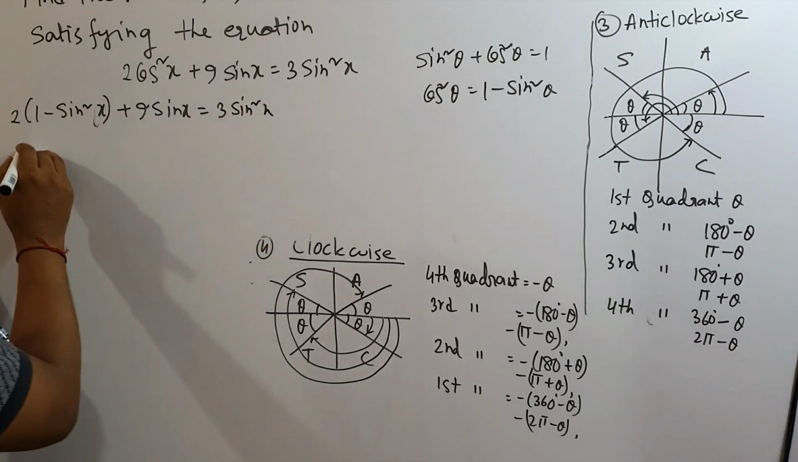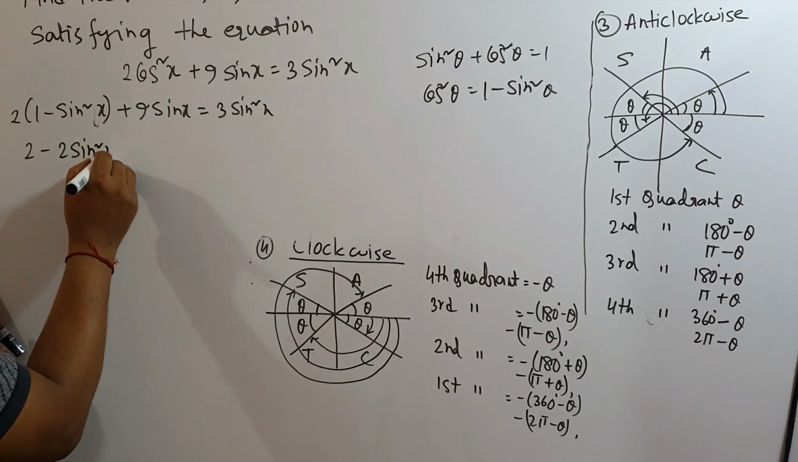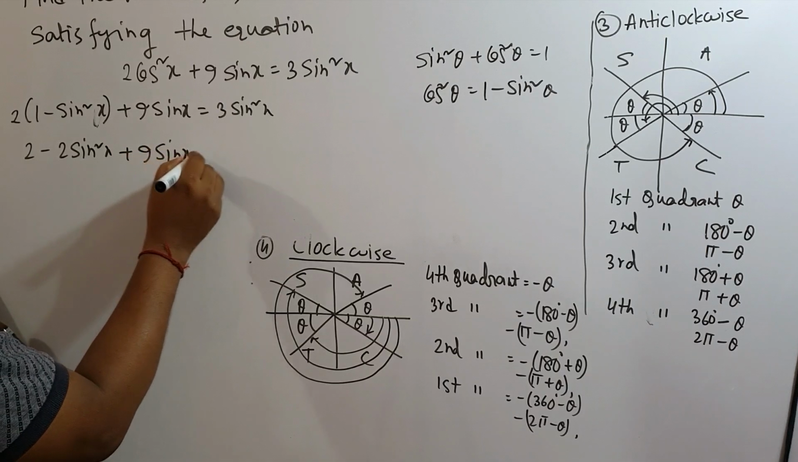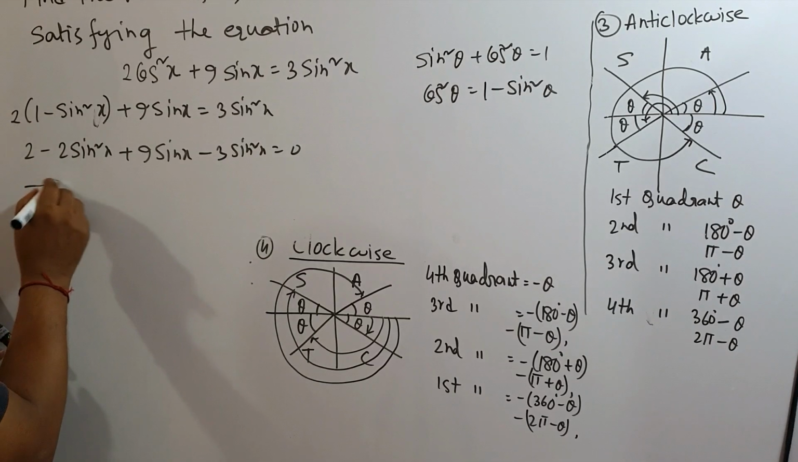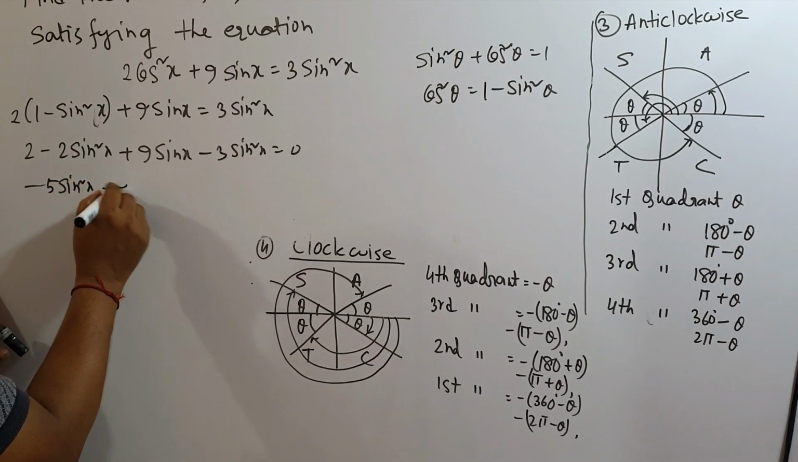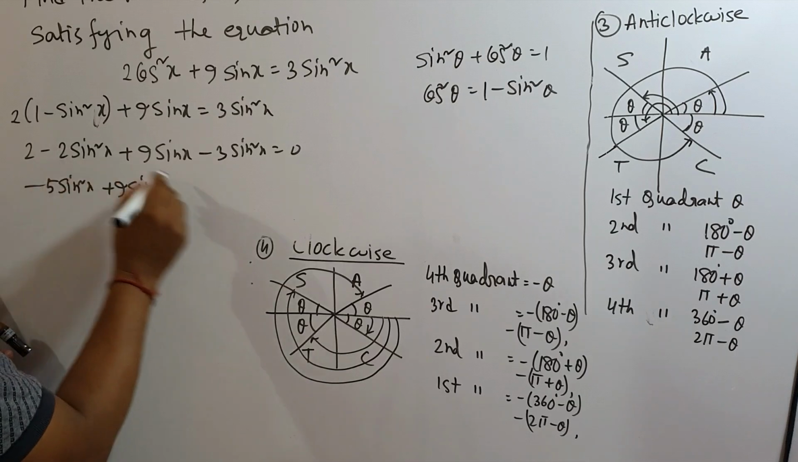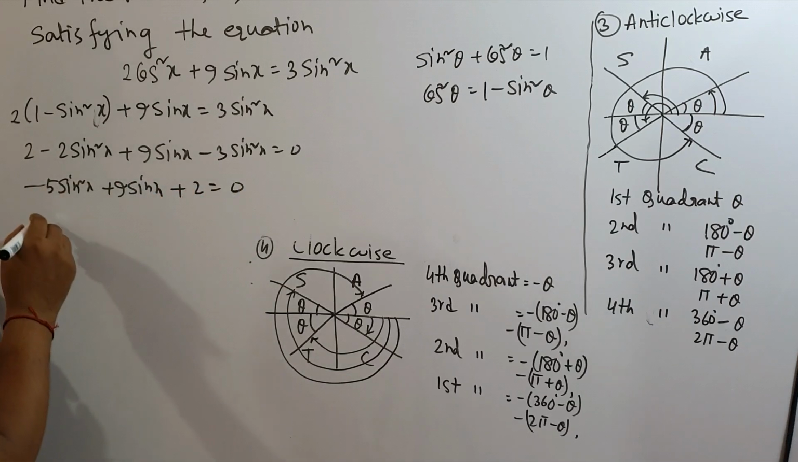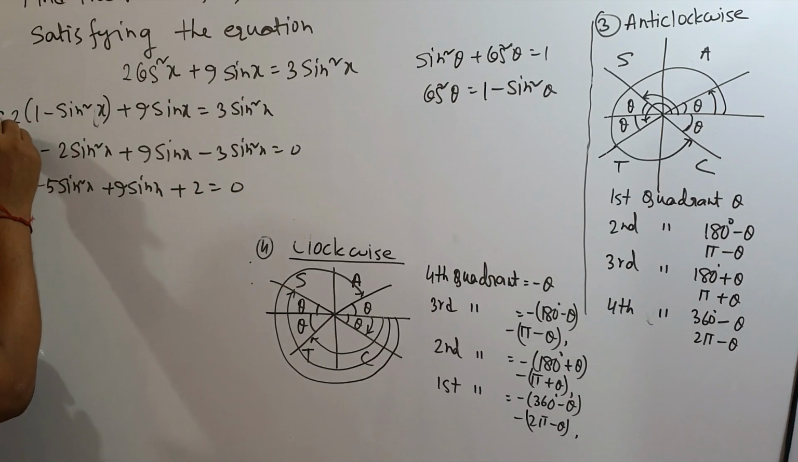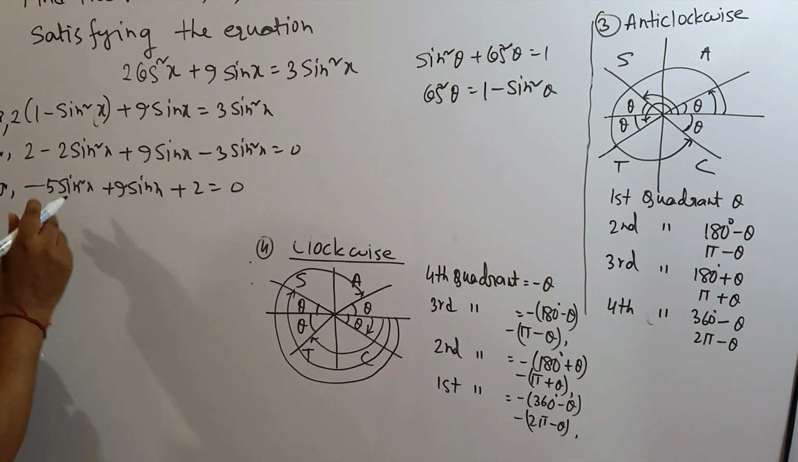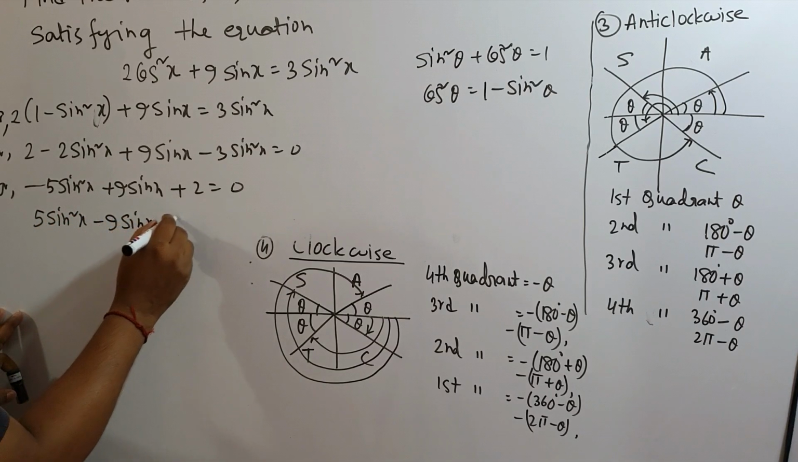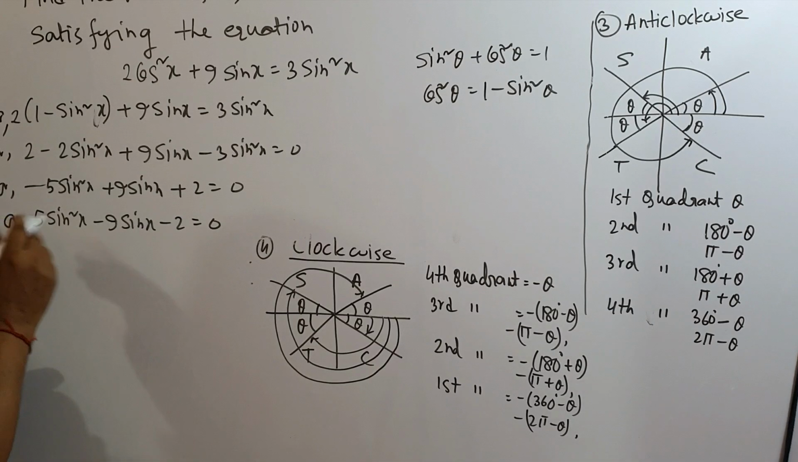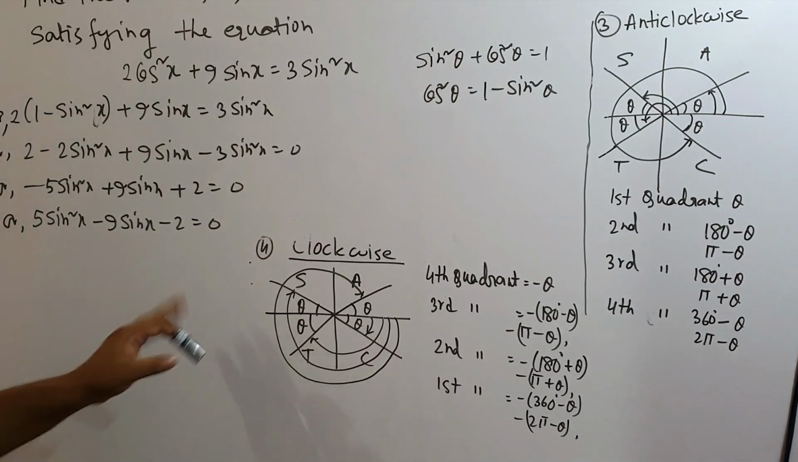Now simplify: 2 sin square x plus 9 sin x minus 3 sin square x equals 0. Simplifying this, 5 sin square x plus 9 sin x plus 2 equals 0. Multiply by minus 1: 5 sin square x minus 9 sin x minus 2 equals 0. Now you can factorize this one.